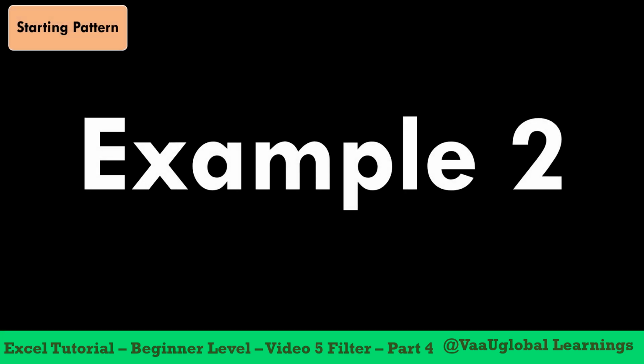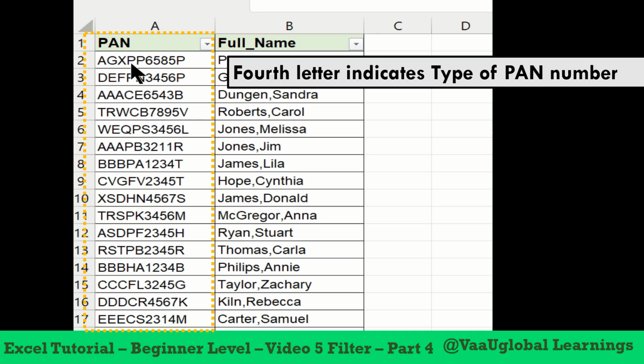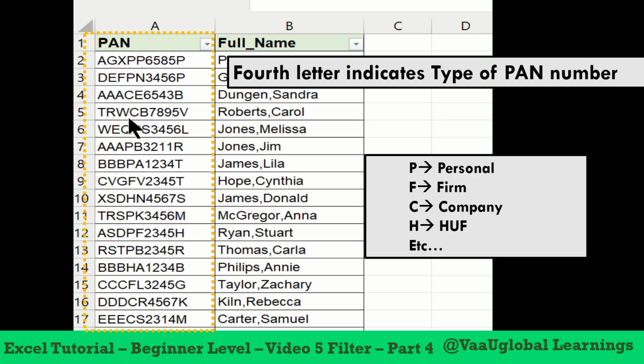Let's see another example of starting pattern. These are different PAN numbers, and we all know that PAN numbers have some formation. I'm not talking about the complete formation of PAN. Let's see only a part of it. Here, the fourth letter indicates what type of PAN it is. If P, then it is personal. If the fourth letter is C, it is company. If the fourth letter is F, it is firm. If the fourth letter is H, it is HUF, and so on.